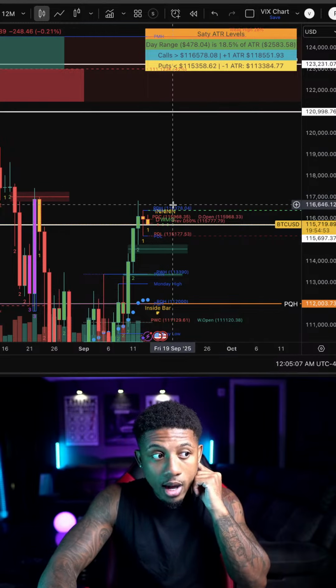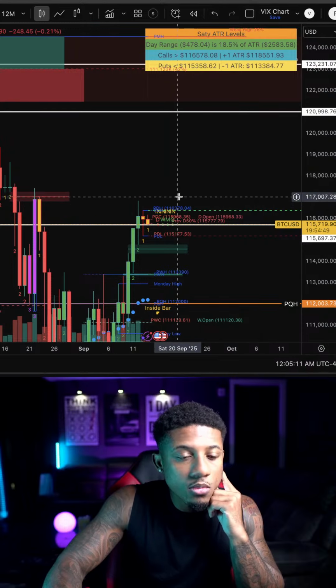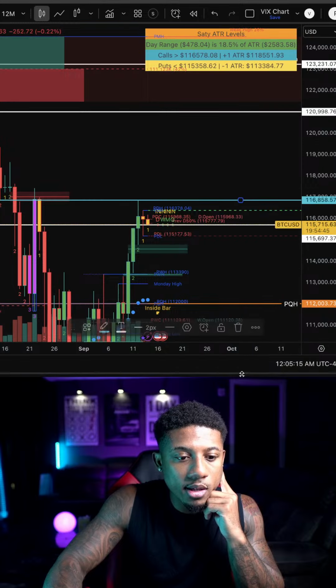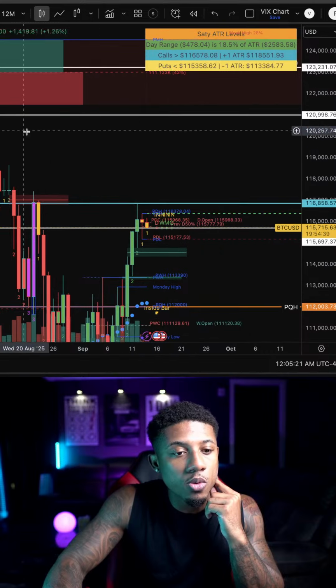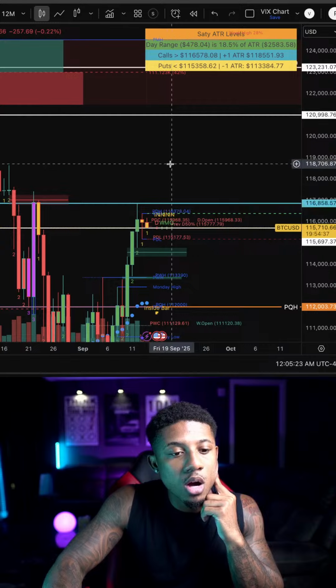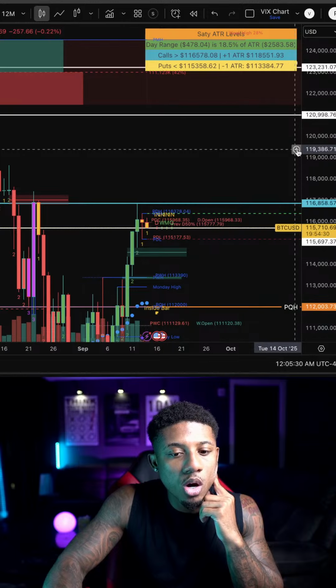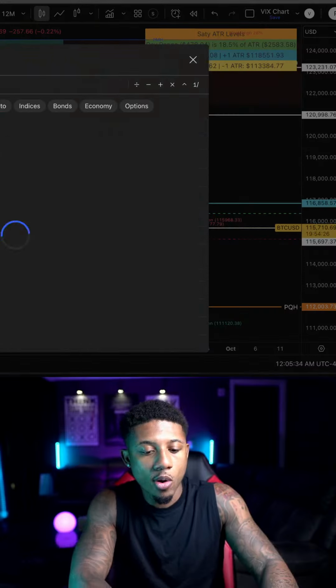So what I'm looking for is us to break this 116 level here, 116.858. If we can break this upcoming week, we could see Coinbase make a run. What'll likely happen is if we break this level, we could come back up to around 119, 120. That would be great for Coinbase.